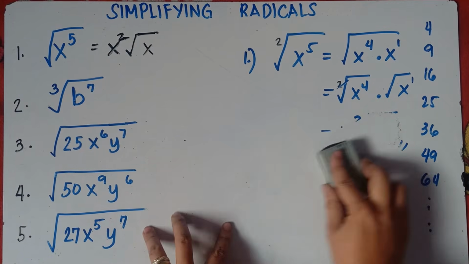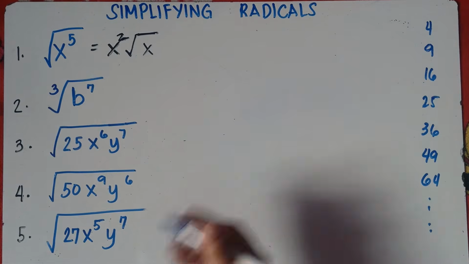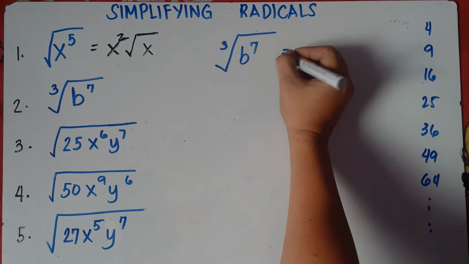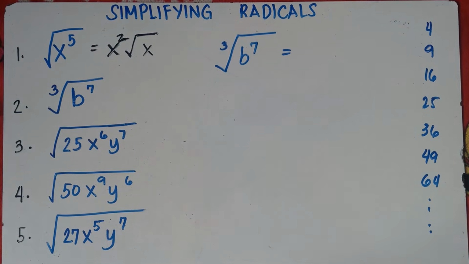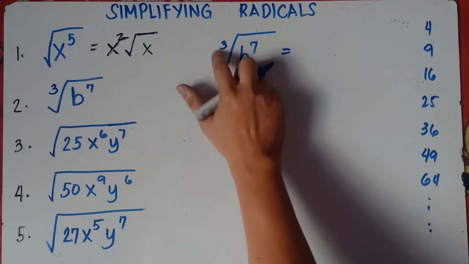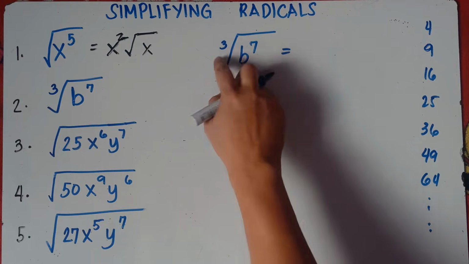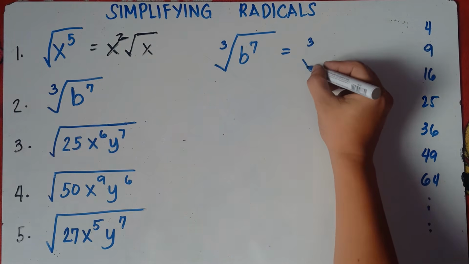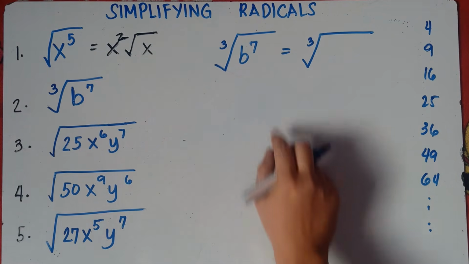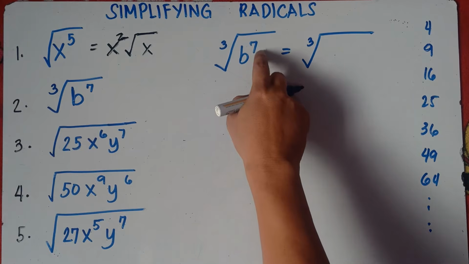Alright, let's try number 2. So we have the cube root of b raised to the power of 7. So the cube root of b raised to the power of 7. We cannot divide 7 by 3, right? 7 divided by 3, that cannot be. So we need to factor this out. So this will be the cube root of, what will be the greatest number, class, that is divisible by 3, that is near to 7? That would be 6, right? Before 7, that is 6.